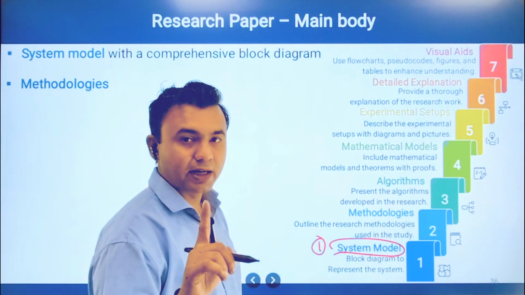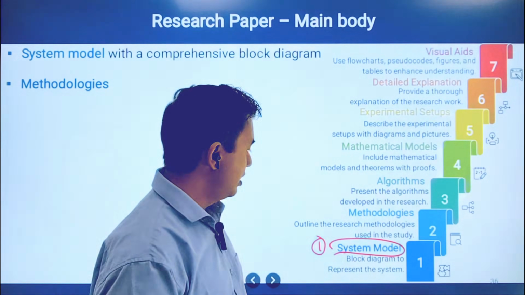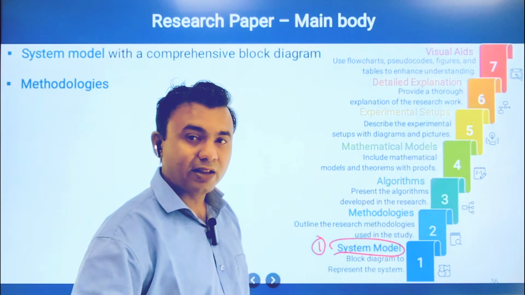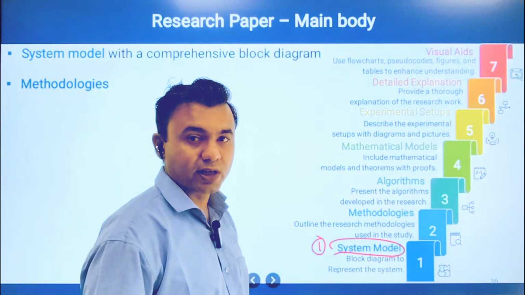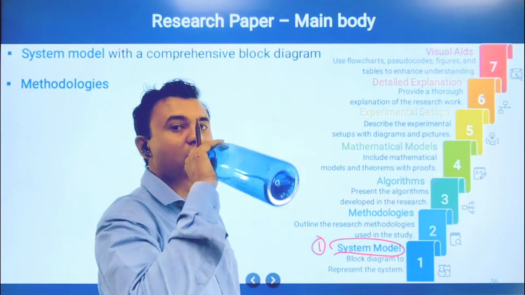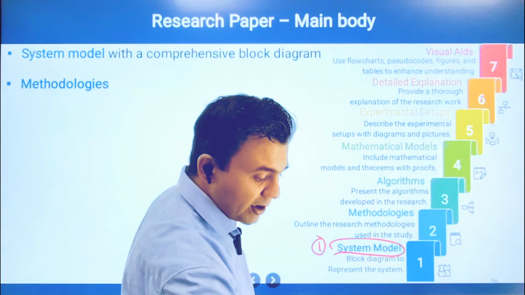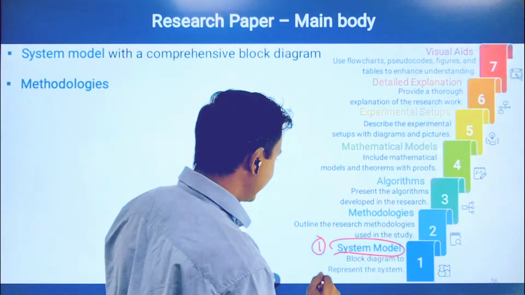Always have one block diagram representing your system or your flow of the work, so that people can understand easily. The more easily you make reviewers understand your work, the higher the probability of acceptance. If you fail to make them understand your work, most likely they won't accept it.